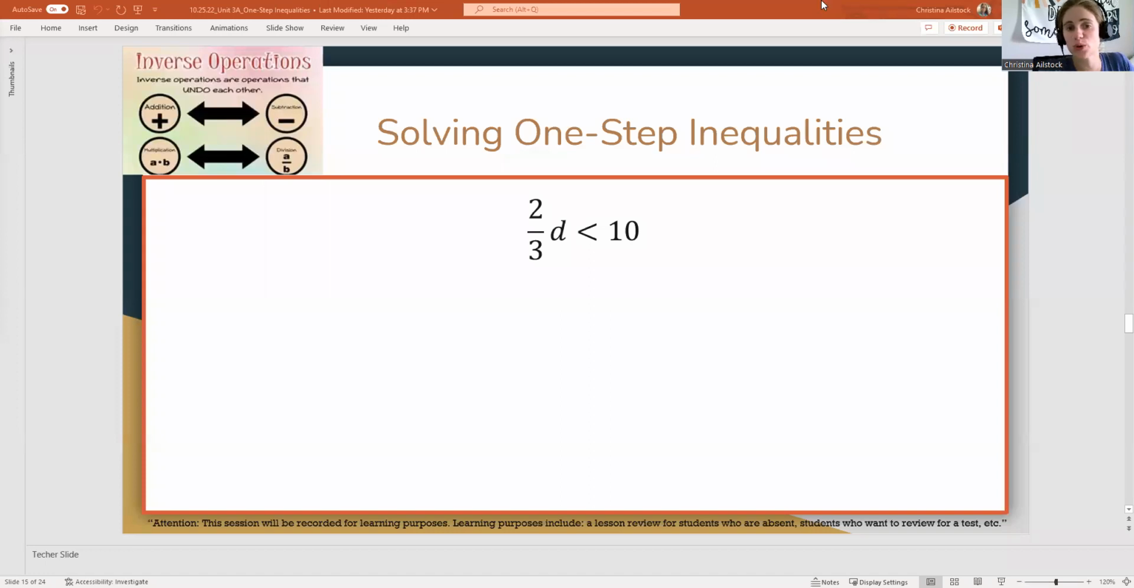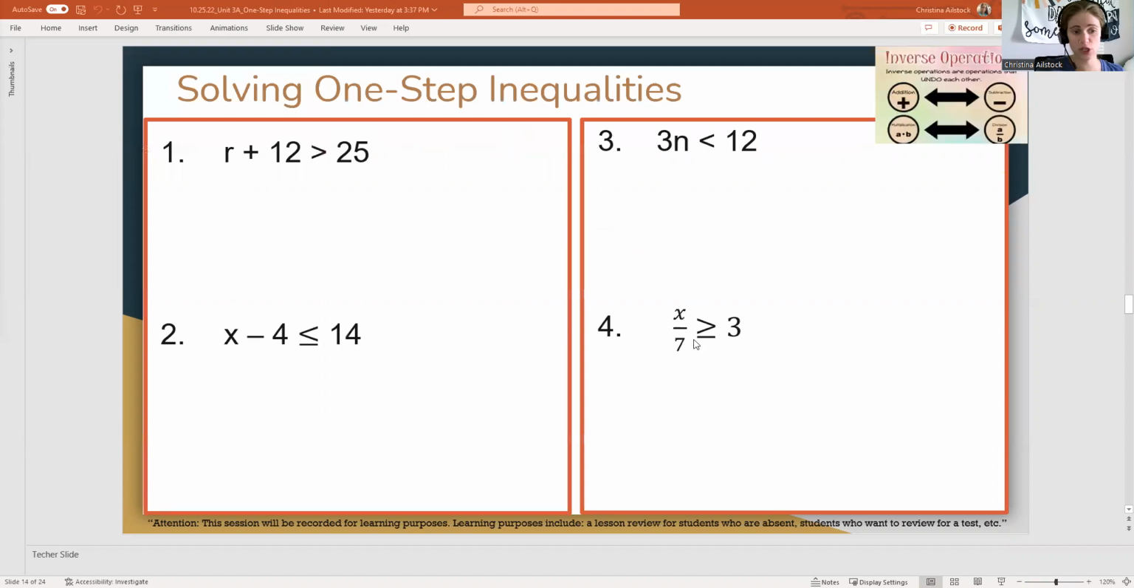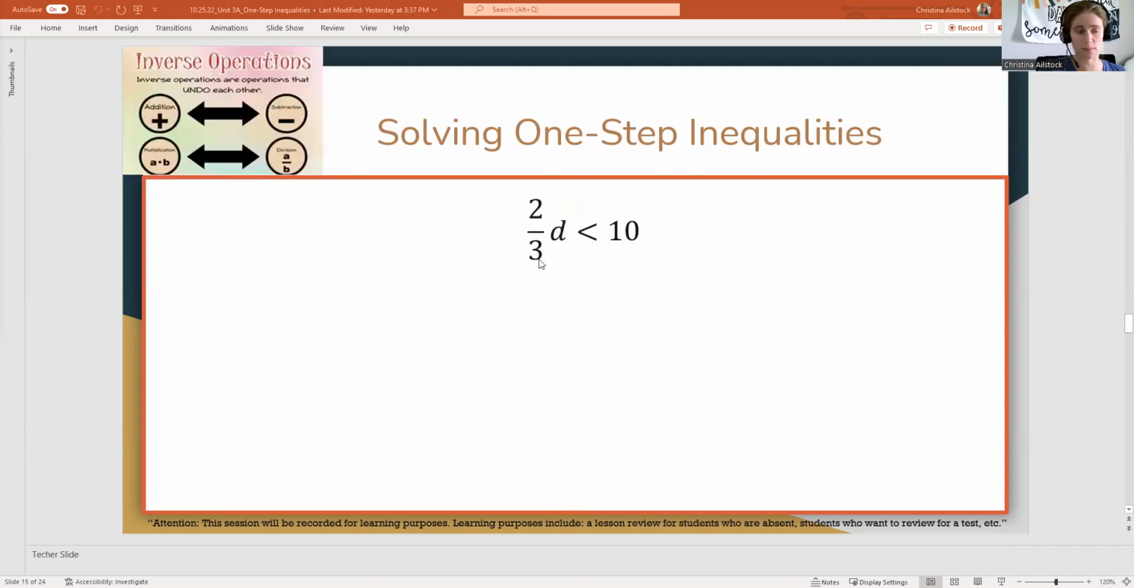Okay, let's try one here with a fraction, because if you think back to that very first vocabulary page, we had talked about how addition and subtraction are inverses, multiplication and division are inverses, but then when we have a true fraction, not just division, like we had up here in number 4, the inverse, the way that we can undo a fraction, is by multiplying by the reciprocal. So when we flip that fraction.